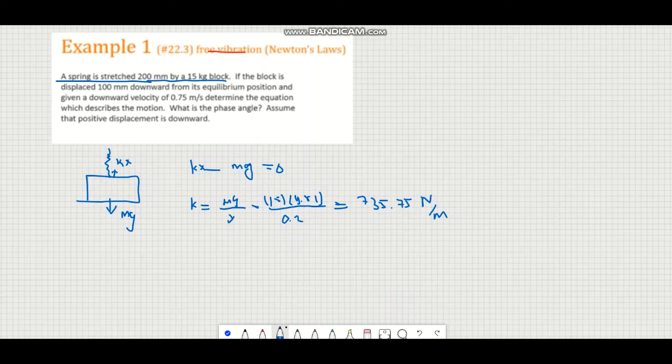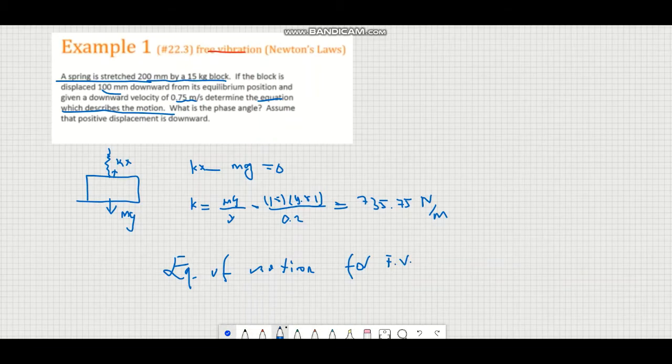So we found the spring constant, and what do we need to find? If the block is displaced 100 millimeters downward from its equilibrium position and given a downward velocity of 0.75 meters per second, determine the equation which describes the motion. So okay, we are going to describe the equation of motion. We know the equation of motion for free vibration.